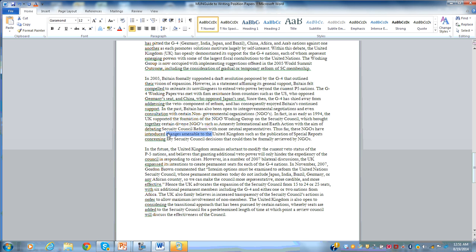Okay, and now finally we're going to hear what the UK proposes as a solution to this question of who should be allowed to be in the Security Council and how that should be managed. Okay, in the future, the United Kingdom remains reluctant to modify the current veto status of P5 nations and believes that granting additional veto power will only hinder the expediency of the Council in responding to crises.